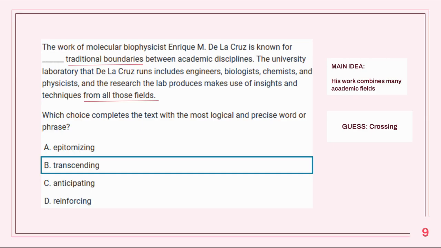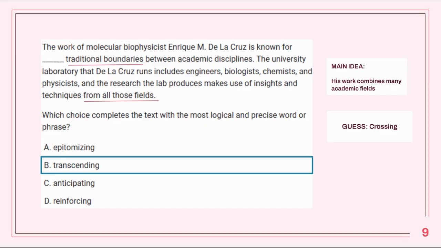I think there's a lot of words that start with trans. I just listed a few. But transcending means to cross over. So I think that's pretty much what we said. C, anticipating. Anticipating is like predicting, and I don't really know if that makes a lot of sense in this situation. We're not predicting, we're not anticipating anything, so that doesn't make a lot of sense.